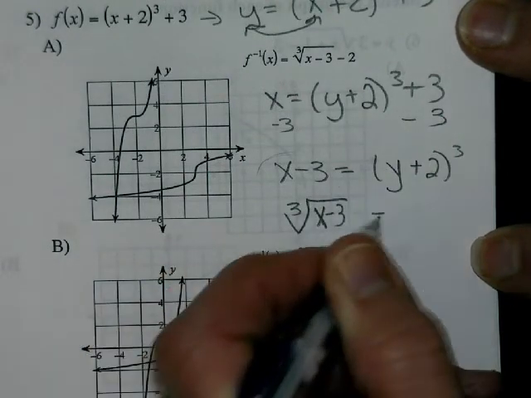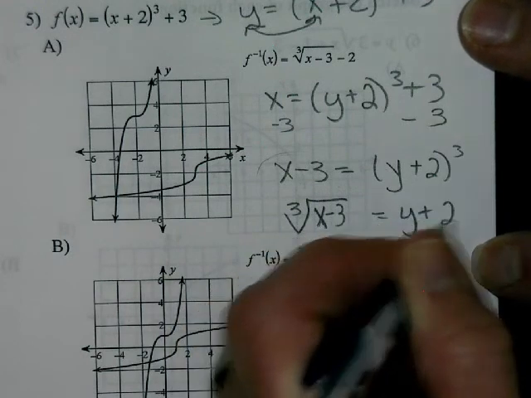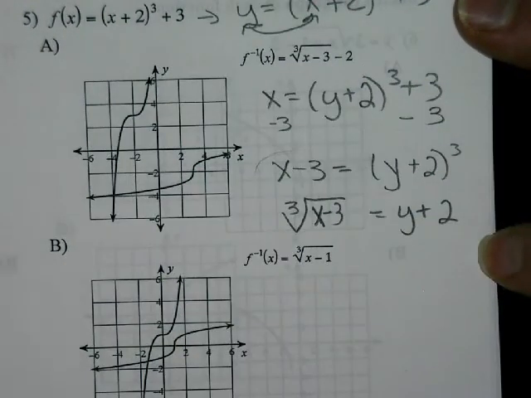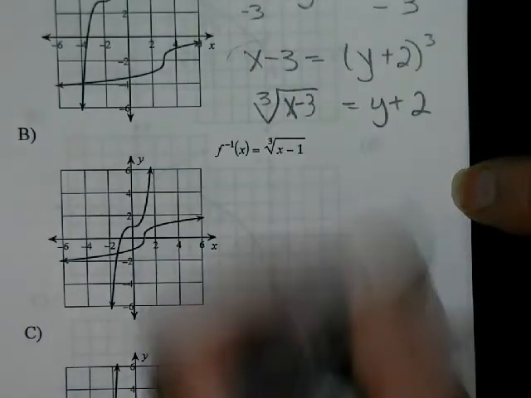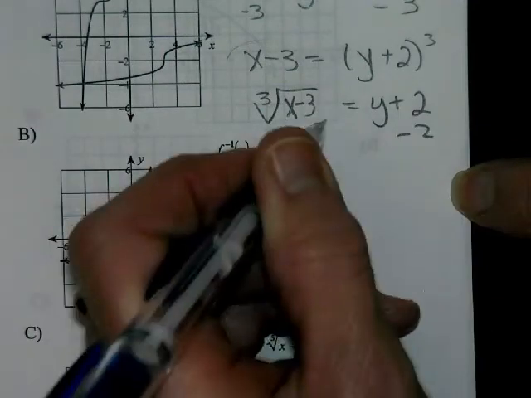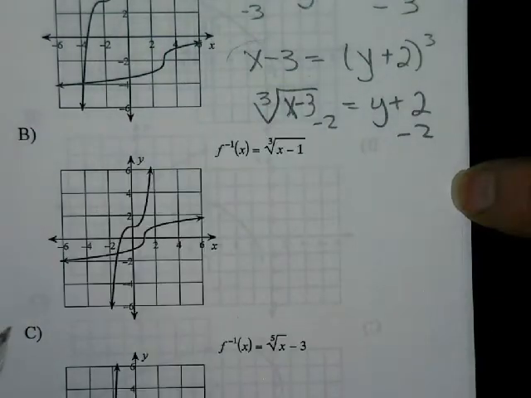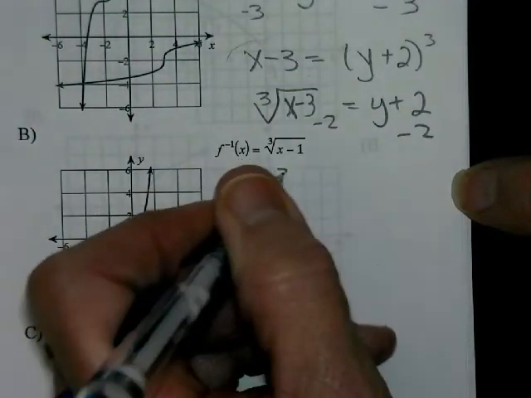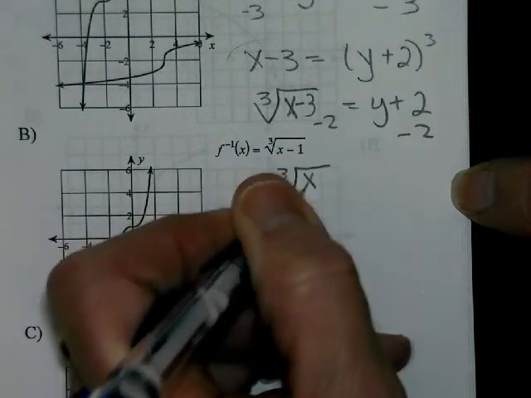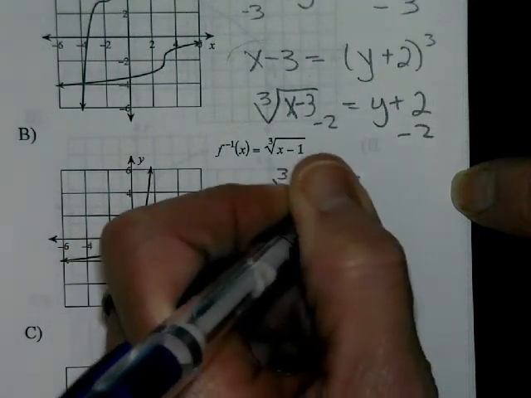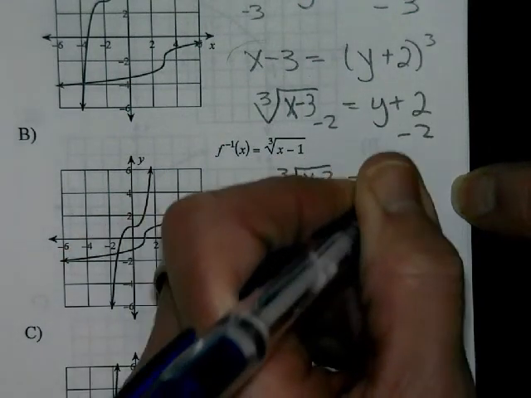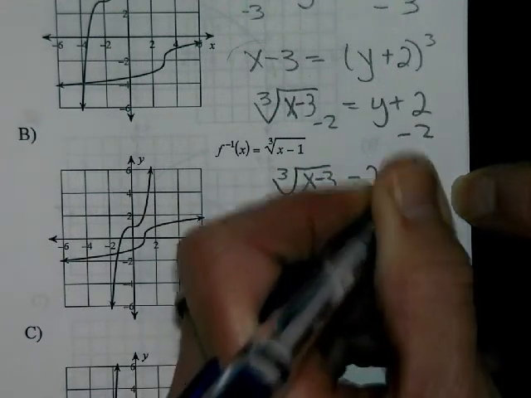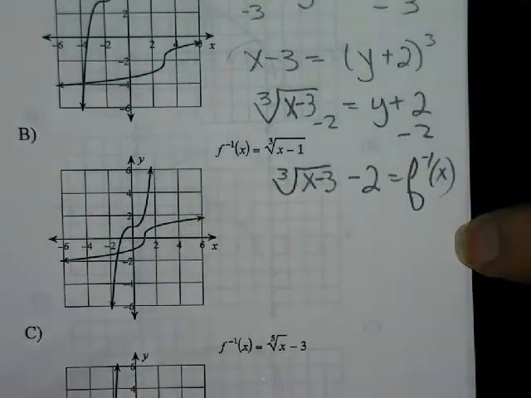He's inside, so nobody can touch him now. So when you move the 2 over, you can't take negative 3 minus 2. You've got to do the cube root of x minus 3 as one term, and then subtracting 2 is on the outside. This is an F.